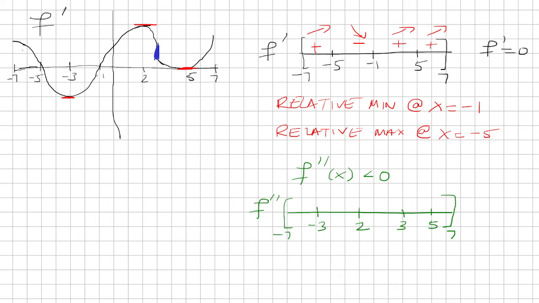So let's see, to the left of -3, we see that the slope of f prime here is negative because it's decreasing. And then from -3 to 2, it's increasing, so it's positive. 2 to 3, it's decreasing, it's negative. 3 to 5 is also decreasing, that's negative. And then 5 to 7, you see it's going up, so the derivative is positive.